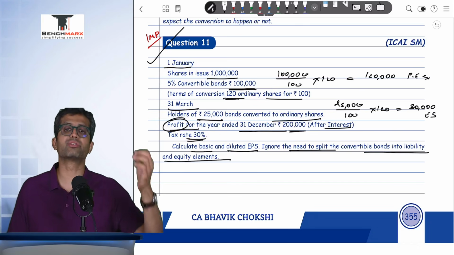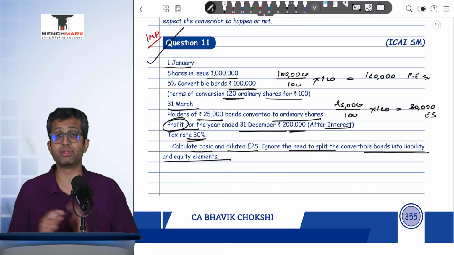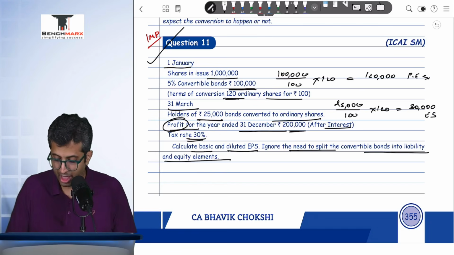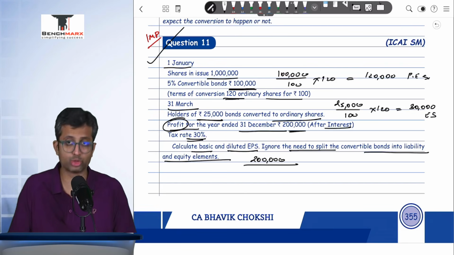Even if that sentence was not given, you don't have the market rate of interest on similar non-convertible instruments, and hence even if you want to, you cannot segregate. So over here, if you first want to calculate the basic EPS, the profit which is given at the end is 2 lakhs. This is after interest and hence after tax, no adjustment needed.